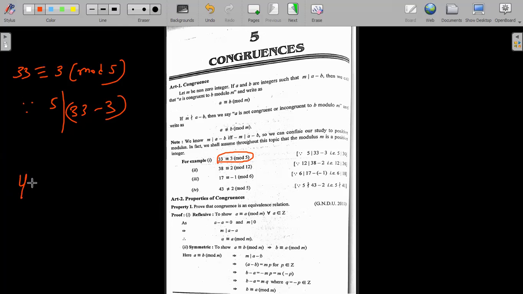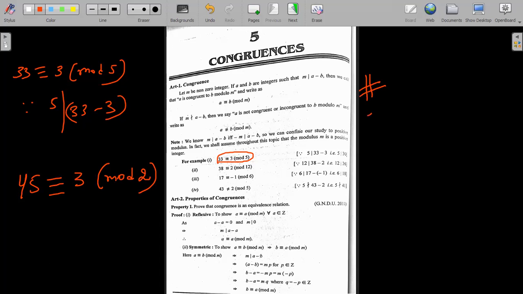And similarly, 45, so is 45 congruent to 3 mod 2? No, ma'am. So now, okay. Just before I move, now let us come back to your basics.